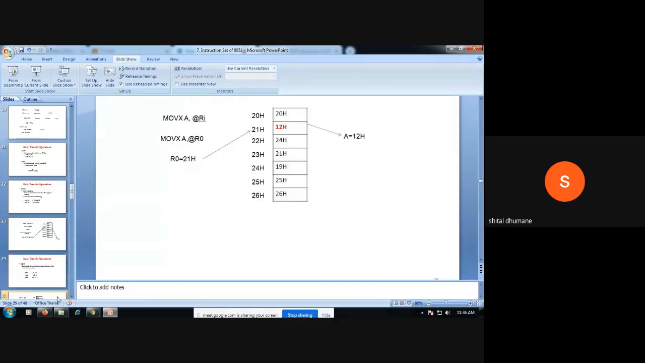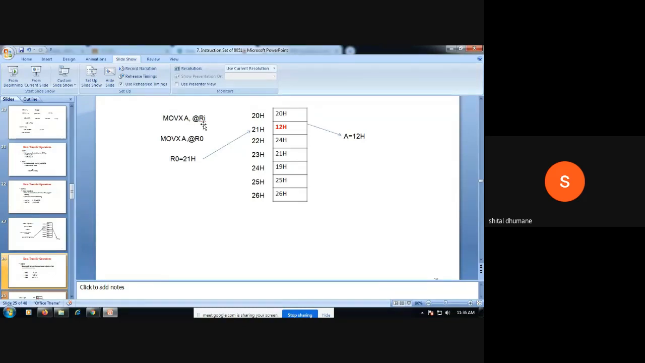Okay, we'll see that. First, MOVX A comma @Ri. That means here in MOVX, you should have the external memory. @Ri means what? It is @R0 or @R1. You should always have R0 and R1 for this @Ri.